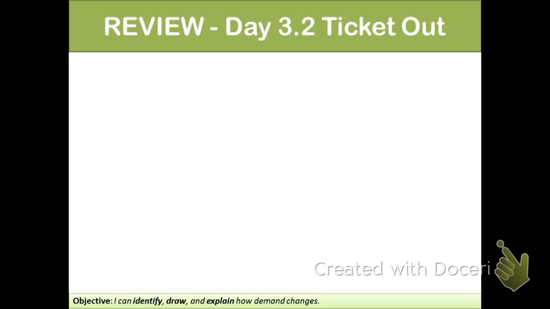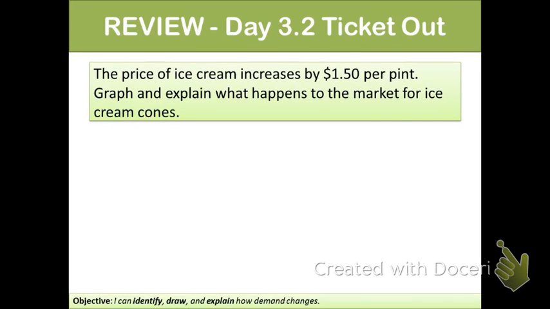Moving on, we had the ticket out the previous class period, and this is how that one worked. So take another look at this one. The price of ice cream goes up by $1.50 a pint. Graph and explain what happens to the market for ice cream cones. So first off, we have to ask ourselves how many products do we have, and we can see that we have ice cream and we have ice cream cones. So we have two products.